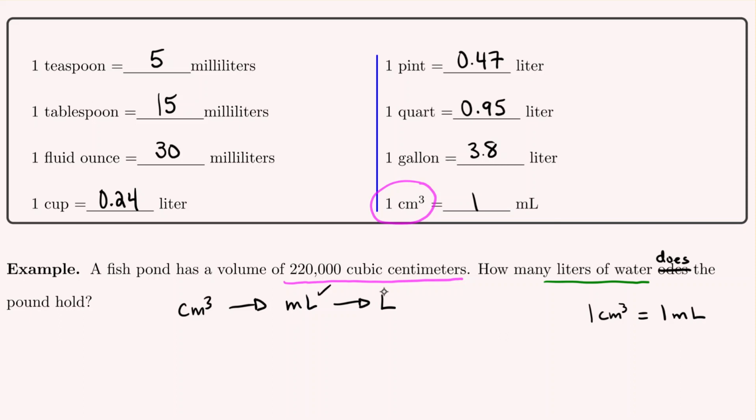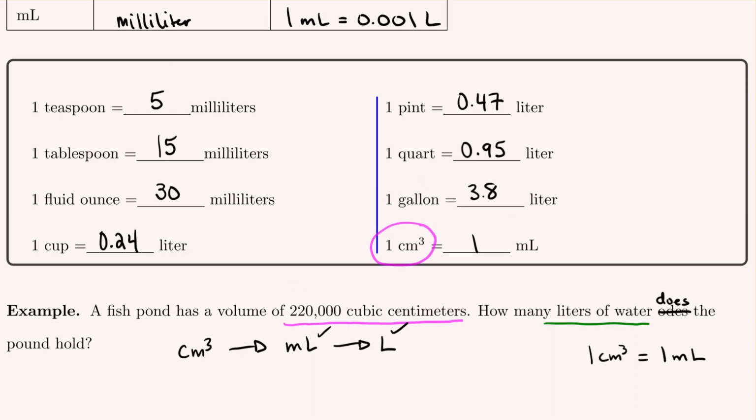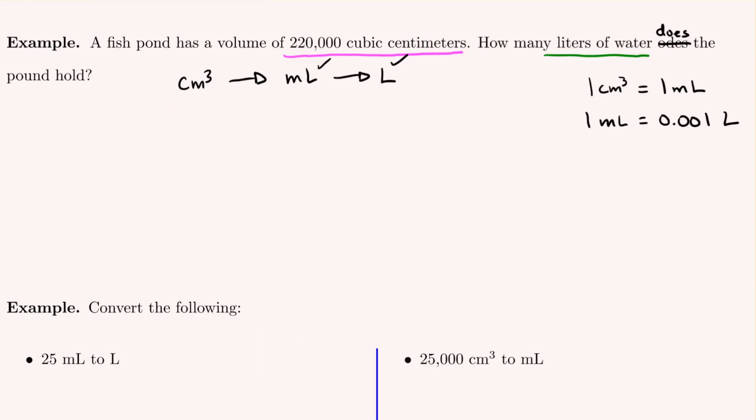Now to go from milliliters to liters, we can look back at our metric system chart. And we see that 1 milliliter is 1/1000th of a liter. Now with these two conversion factors, we can make our chart, which will help us go from cubic centimeters to milliliters and then finally to liters. So we always begin with the value we started with, 220,000 cubic centimeters.